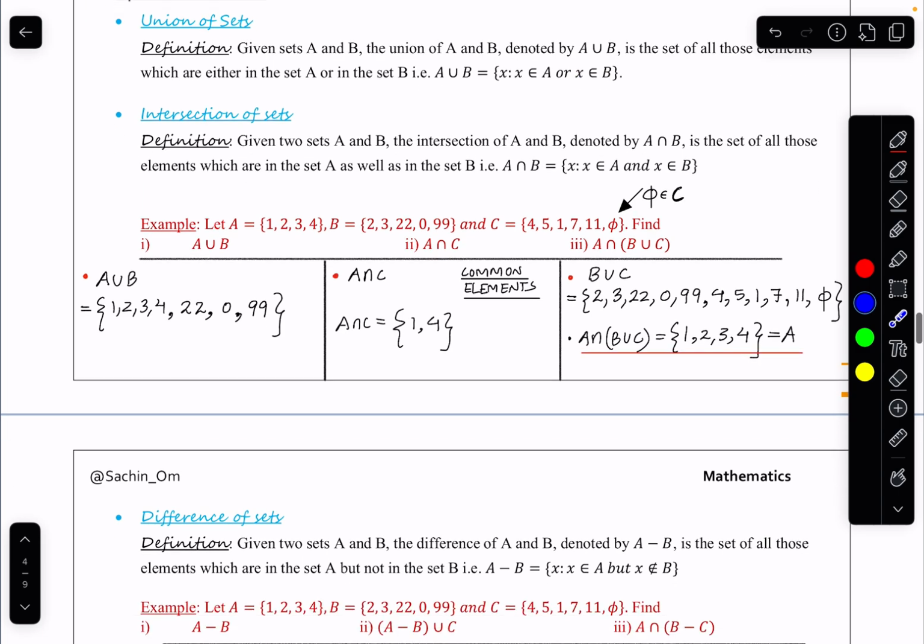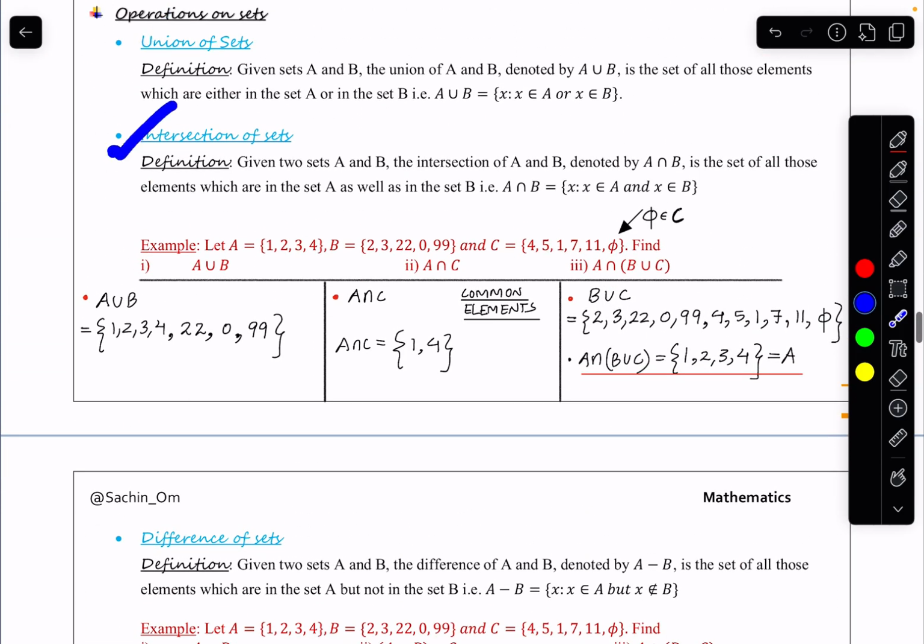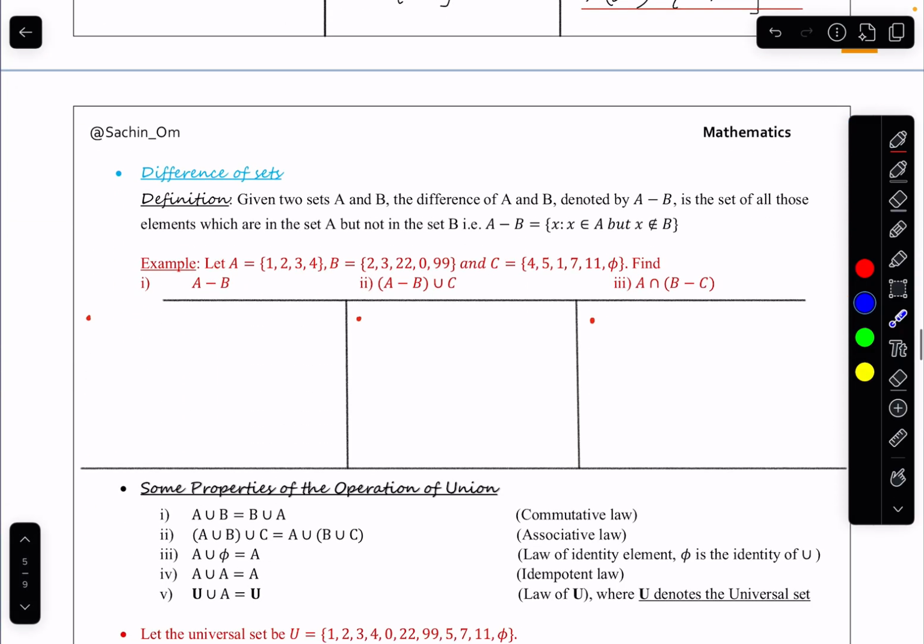Anyway, moving on to the idea of the difference of sets. The first two, union and intersection, we have considered. Now we'll talk about the difference of sets. So given two sets A and B, the difference of A and B, which is denoted by A minus B, is the set of all those elements which are there in A but not there in B. So we'll collect the elements of A, but they must be in A alone, not B. So A minus B is the collection of all those X such that X belongs to A, but X does not belong to B.